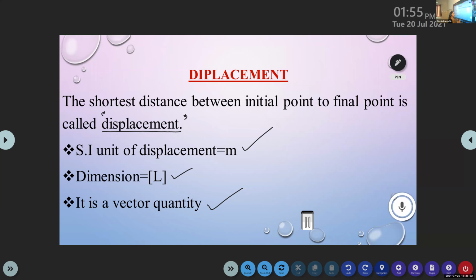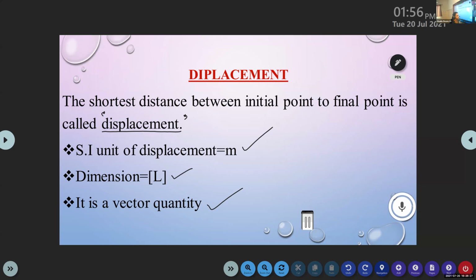Displacement is a vector quantity because it has both magnitude and direction. So this is the difference between distance and displacement. The shortest distance between the initial point and the final point is called displacement. Its SI unit is meter, dimension is L, and it is a vector quantity.